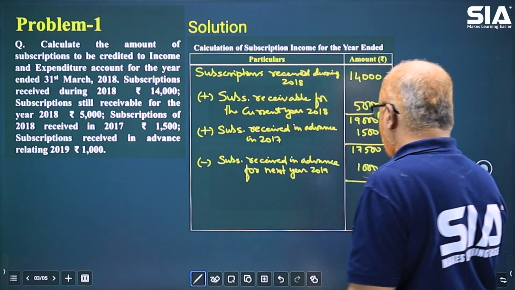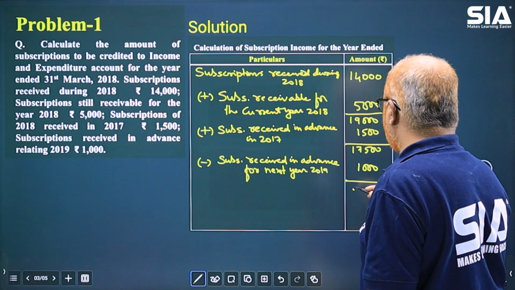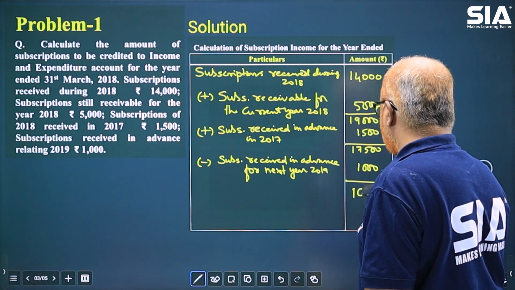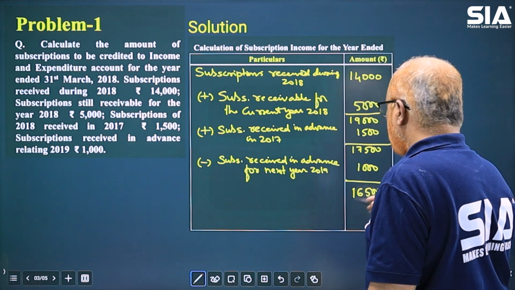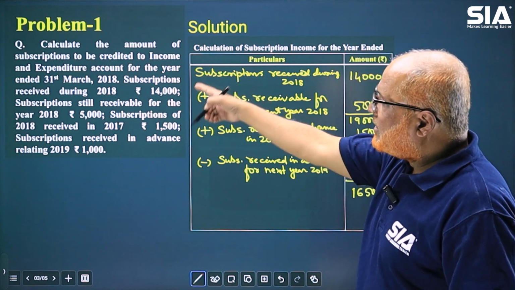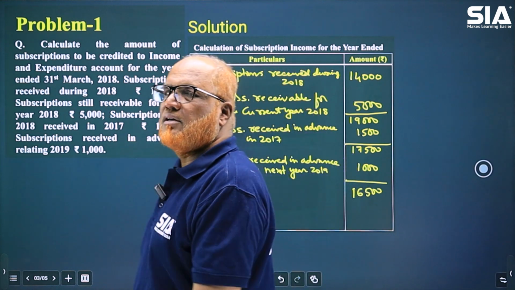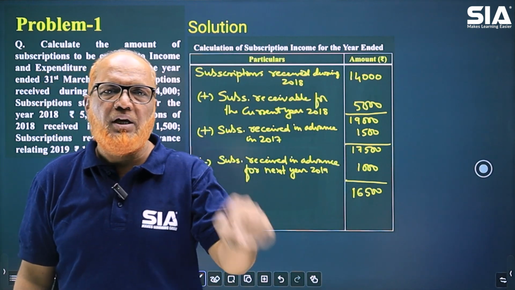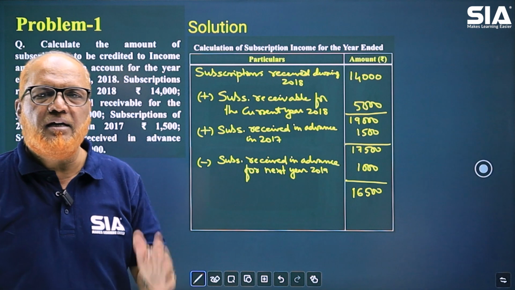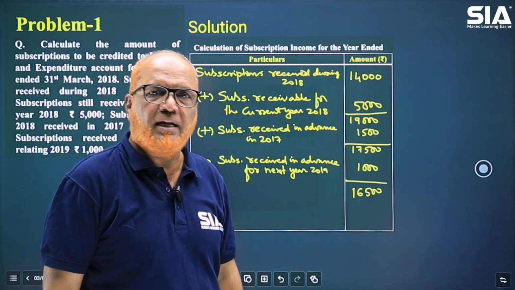So 17,500 minus 1,000 comes to 16,500. That's all. We have considered all the items. Now the resulting figure, 16,500, is the subscription income of the current year ended 31st March 2018.